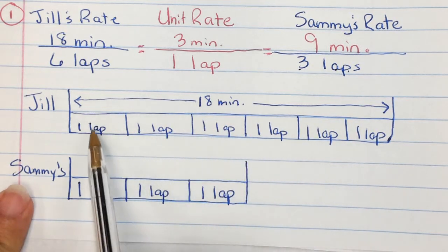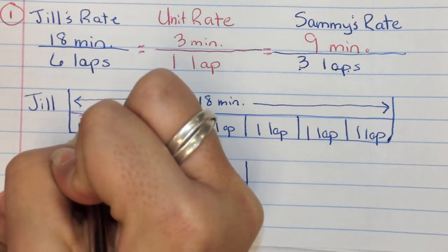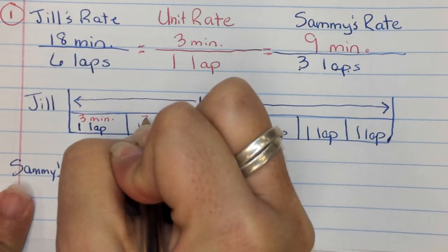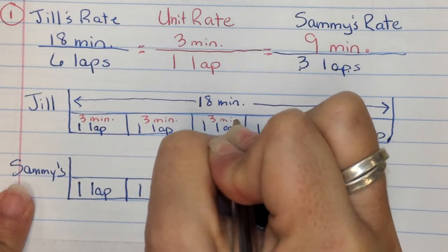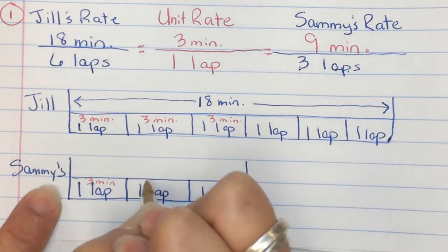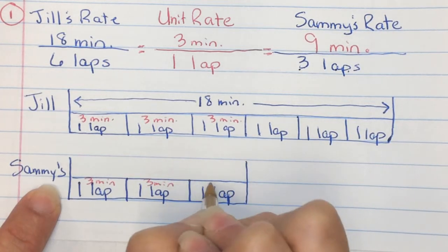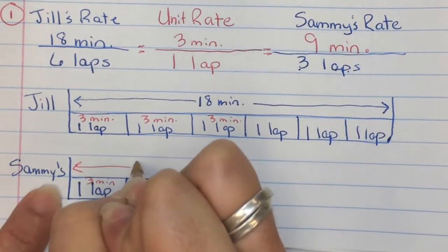Okay, so if 6 laps in 18 minutes, we already said that that would be 3 minutes in each cute little box. That is your unit rate. So if 3 minutes were in each box here, how many total minutes? 9. 9, you got it.